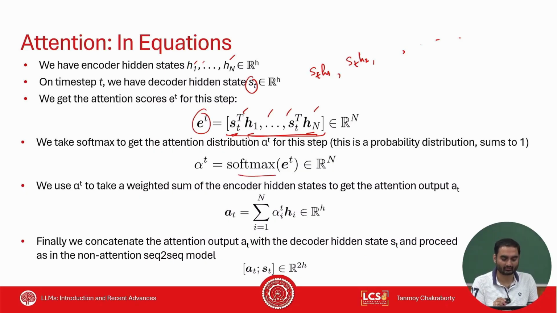Attention scores will be passed through softmax. So alpha T is the attention distribution, which will act as weights, right? So alpha T will then act as a weight for each of these hidden states of the encoder. So alpha I, HI, right? I ranges from 1 to n. What is AT? AT is the attention vector, right? Then AT and ST. ST is the hidden state of the decoder. This will be concatenated, right? And then this will be passed through the linear layer.